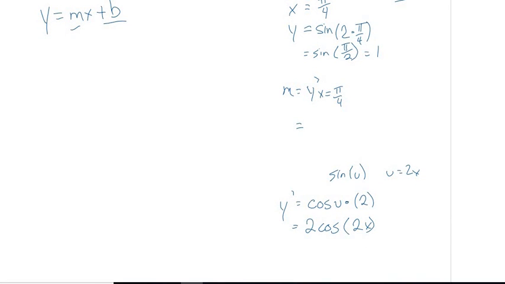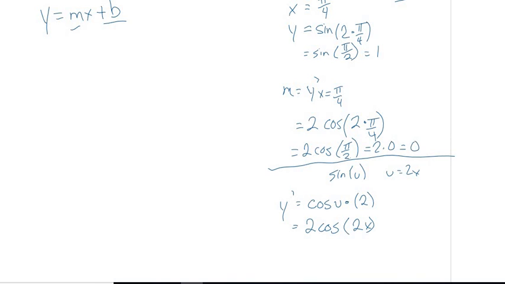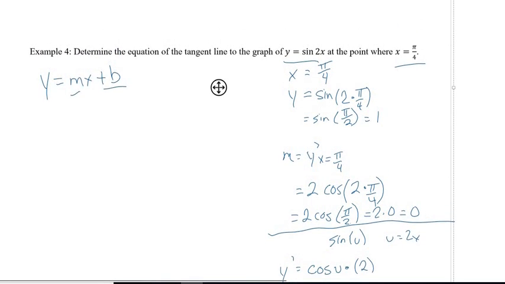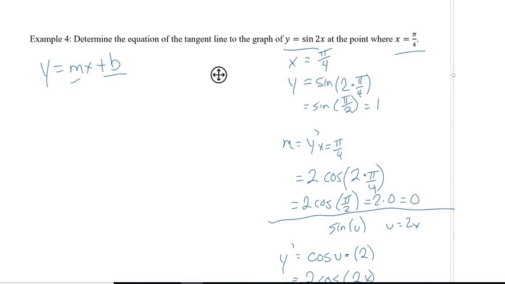So that means in this case, we're solving for m. We're going to find 2 times the cosine of 2 times pi over 4, which is 2 times the cosine of pi over 2. But we know that's the cosine of 90 degrees, so that's just going to be 2 times 0, or 0. So now we have our x, we have our y, we have our m. We can solve for b.